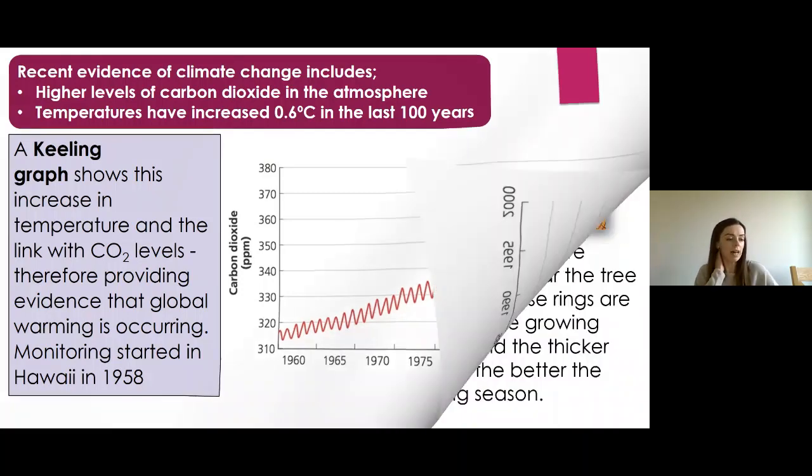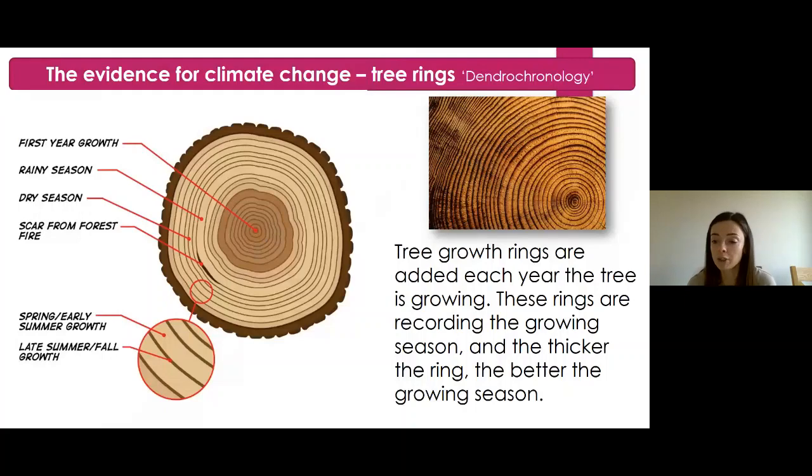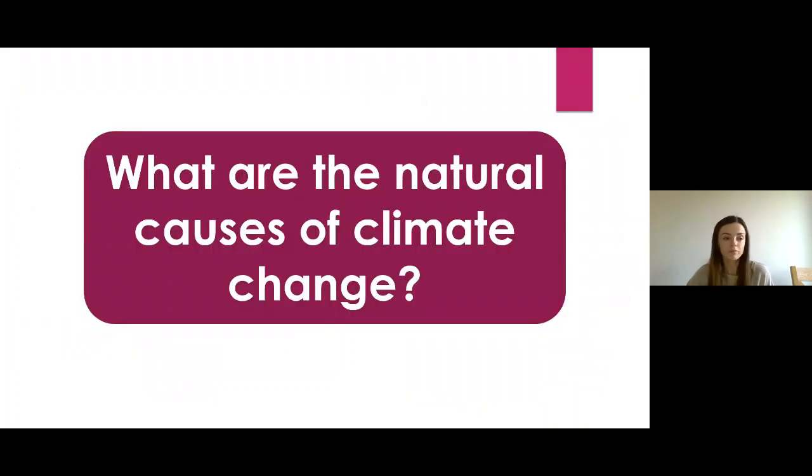Okay. Another evidence for climate change is the study of tree rings, or dendrochronology. Tree growth rings are added each year the tree is growing. These rings are recording the growing season, and the thicker the ring, the better the growing season, because it may be much more rain, which enabled it to grow well that year. So that's a good indication of temperature and CO2 levels, which is connected to it, tree rings. Okay, so that's it, the evidence for climate change.